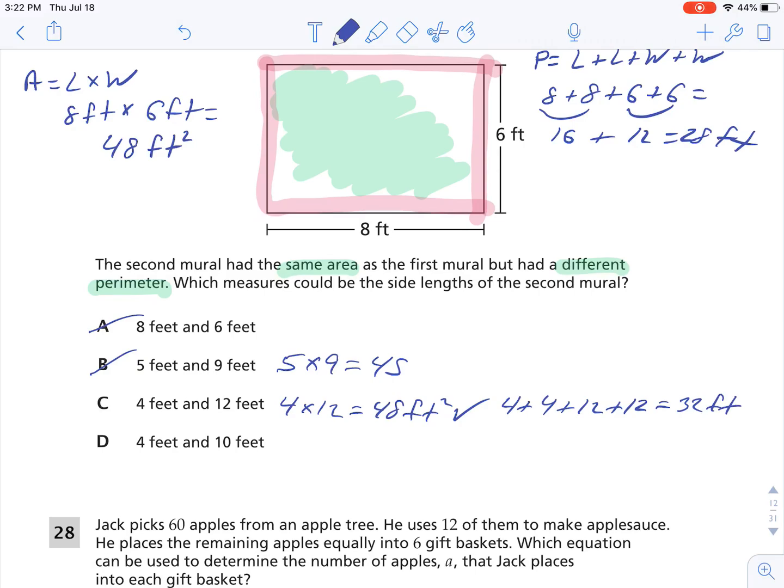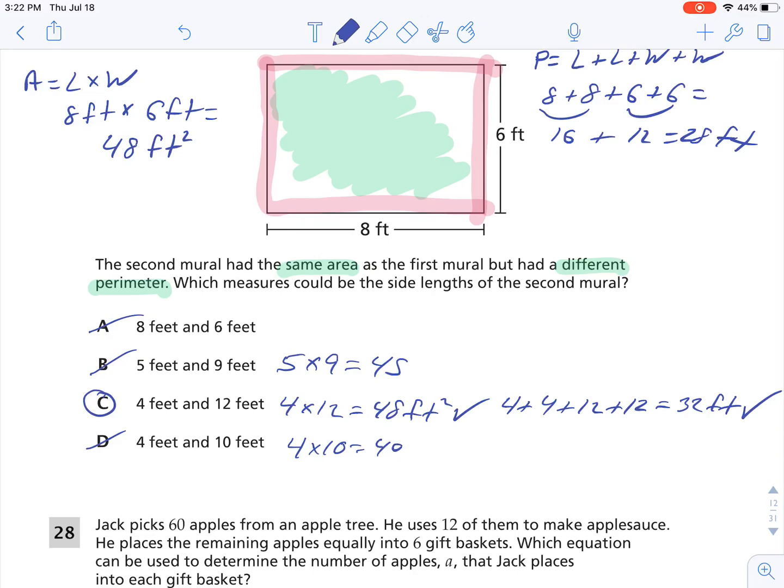That is a different perimeter. That also matches my criteria. So far the answer is C. D, 4 feet and 10 feet. 4 times 10 equals 40. That is going to give me a different area, so that cannot be the answer. So the answer is C.